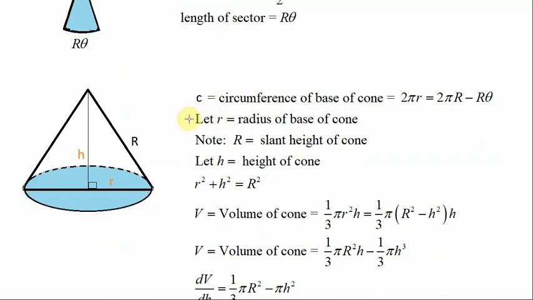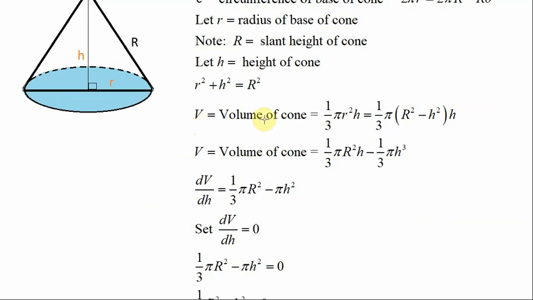Let h be the height of the cone, and let r, the small r, be the radius of the base of the cone. Notice that the circumference of the base of the cone is 2 pi r, but it's also 2 pi R minus R theta. This is the circumference of the original circle, and this is the length of the cutout sector. And then we also have r squared plus h squared is equal to R squared.